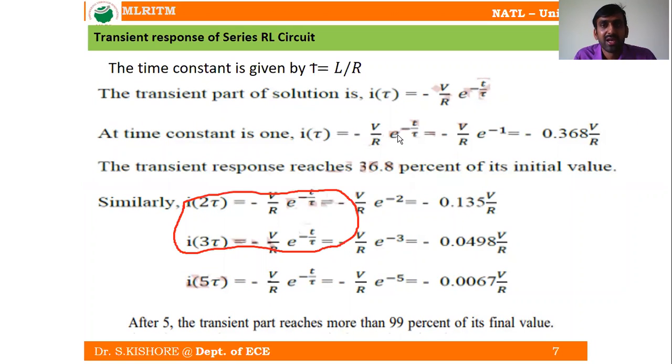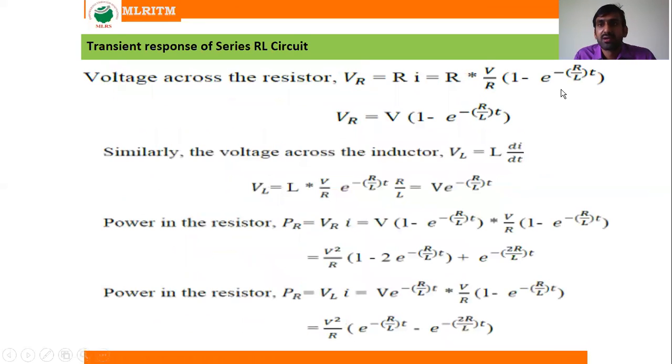Now our next task is to calculate the voltage across the inductor and also the voltage across the resistor. If we calculate the voltage across the resistor, simply follow Ohm's law. According to Ohm's law, what is the voltage across the resistor? VR is equal to R into I. So what is I?